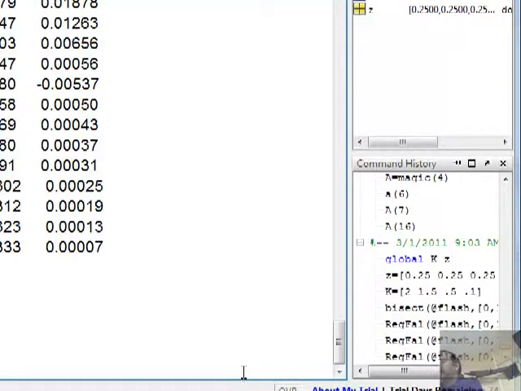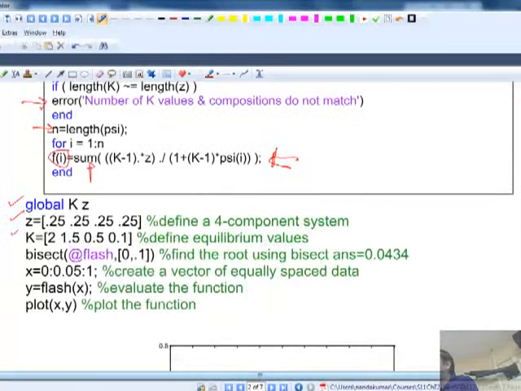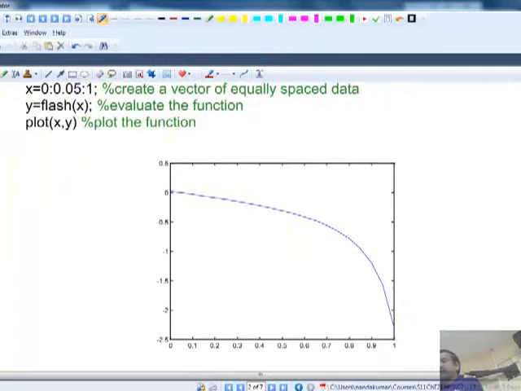Now, there is a method called the secant method. Let me go to the notes. Here I'm putting a piece of code that creates uniformly spaced data points on the x-axis, calculates the function value on the y-axis, and plots them. From there you can see that if you draw a horizontal line here, somewhere here it will cut the curve. That is where the actual solution is, where the function is equal to 0. That happens to be about 0.04.